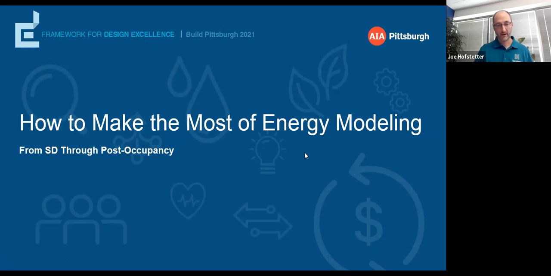Okay, so again, just like Kira mentioned, this is how to make the most out of energy modeling from SD through post-occupancy. Go ahead, Maddie, and we can jump into this.